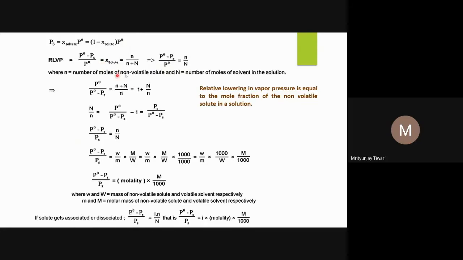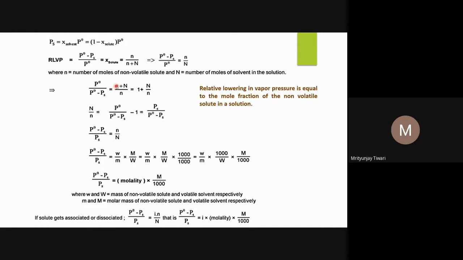Now what can we do? Even if you don't want to make such approximations, what you can do is just reverse it: make the numerator the denominator, and the denominator the numerator. So if I make P naught divided by P naught minus PS equal to (n plus N) divided by N, I can write it mathematically. If this is correct, this will also be correct. What we know is 2 by 3 is equal to 4 by 6. It means 3 by 2 is equal to 6 by 4. So mathematically one can write it, and this is what we have written here.